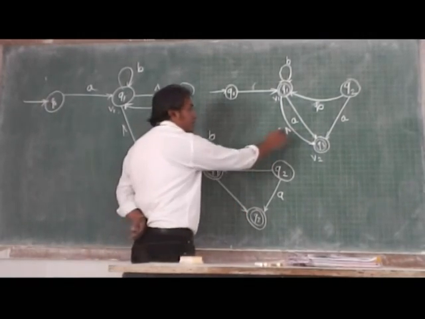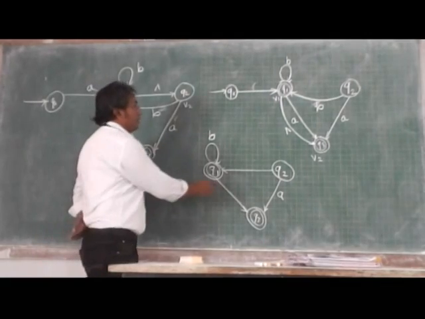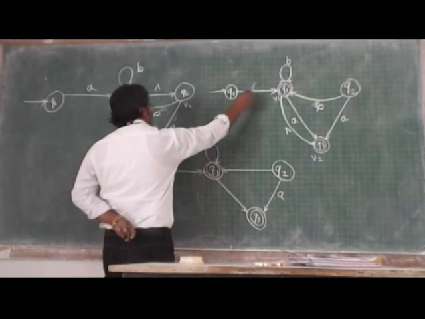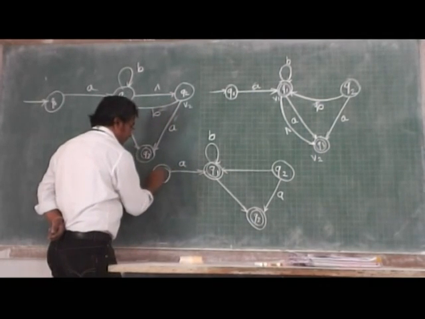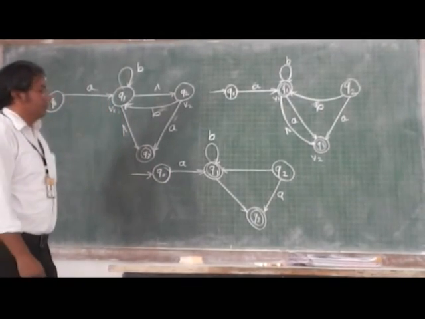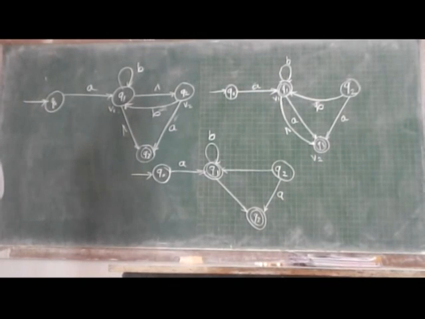After application, this particular null transition has been removed. So I need not draw that. Q2, yes? There is nowhere to go from Q2.